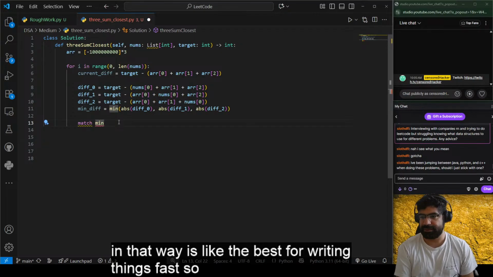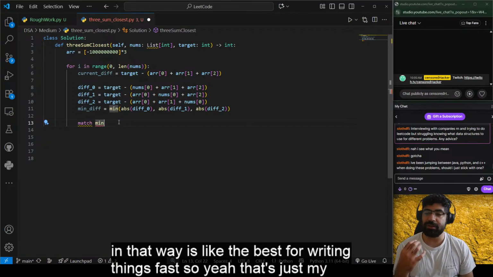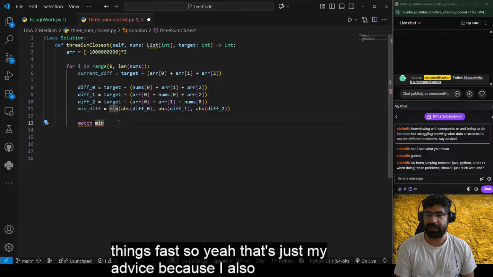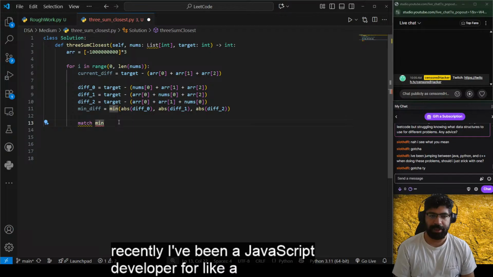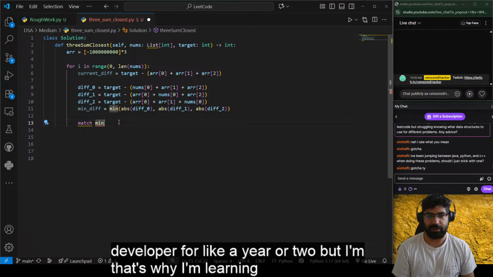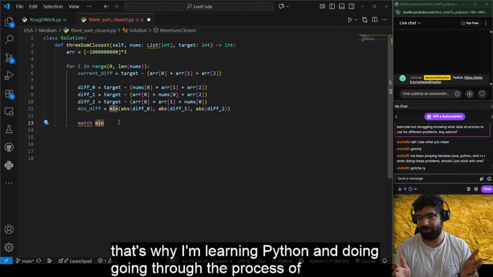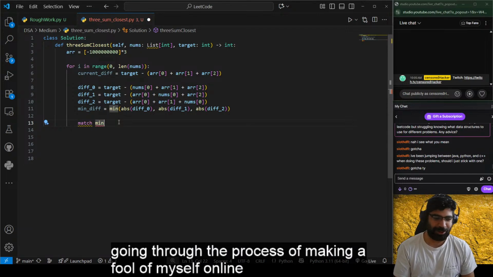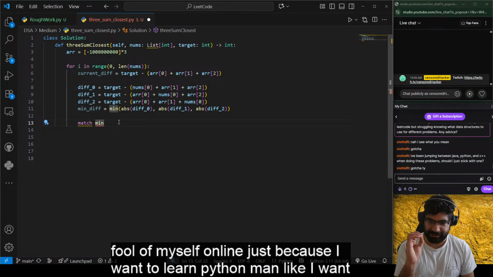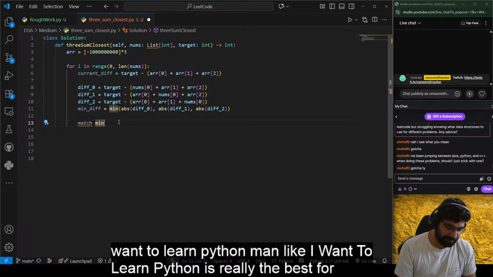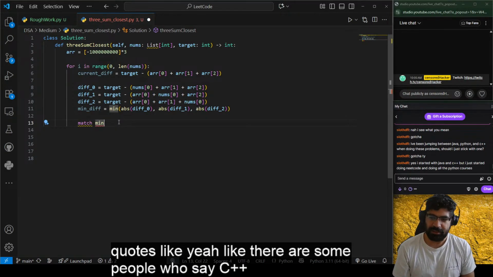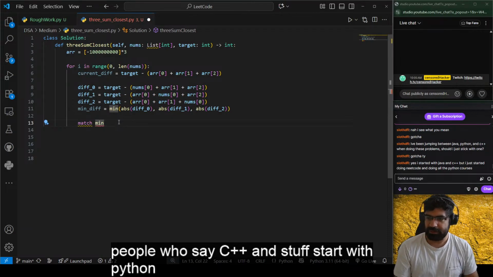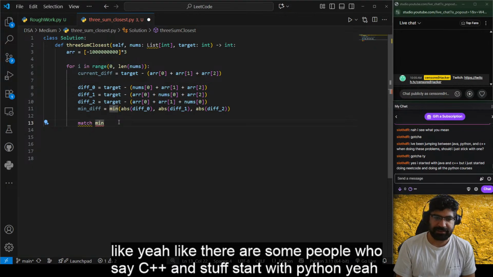That's just my advice, because Java was my best language. Recently I've been a JavaScript developer for a year or two, but that's why I'm learning Python and going through the process of making a fool of myself online, just because I want to learn Python. It's really the best for LeetCode. There are some people who will say C++ and stuff, but start with Python. Just stick to Python.